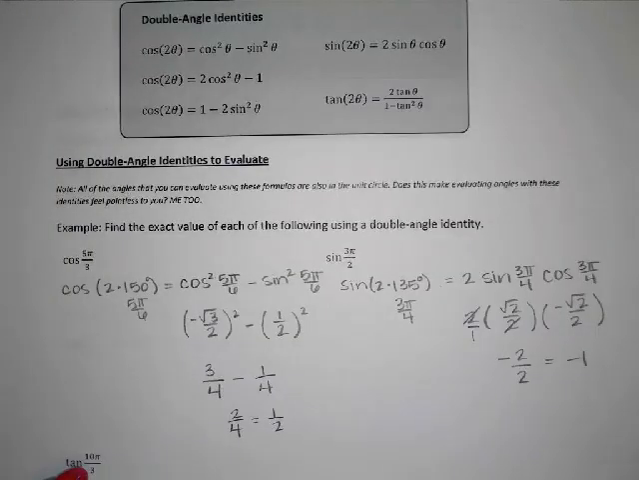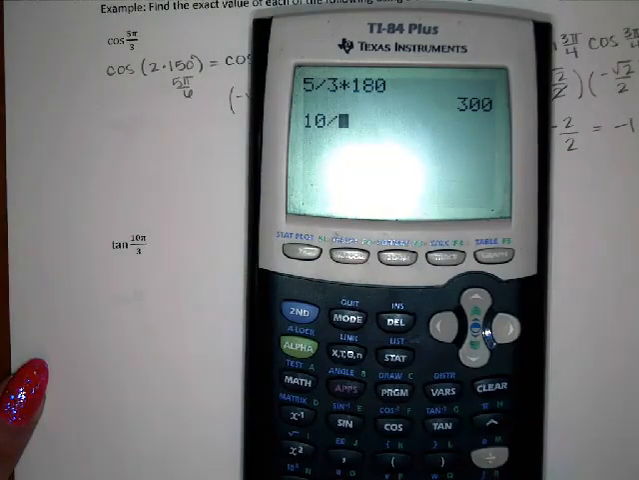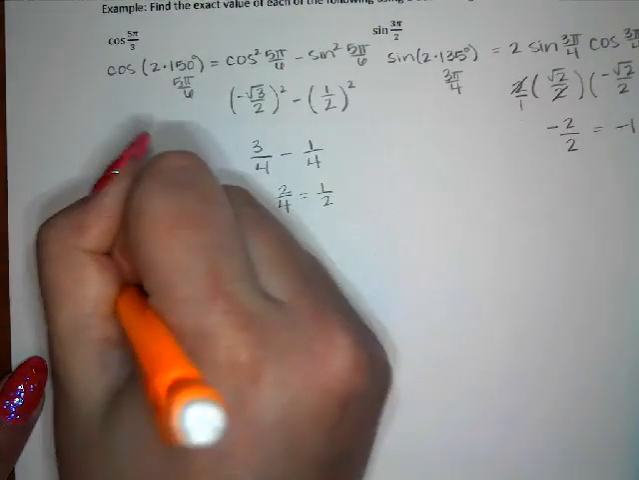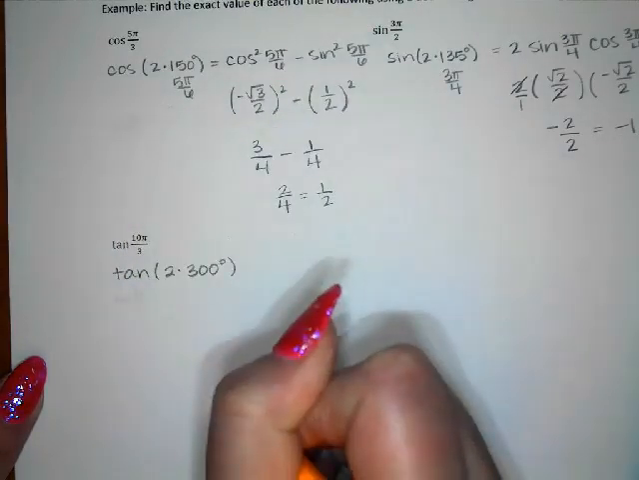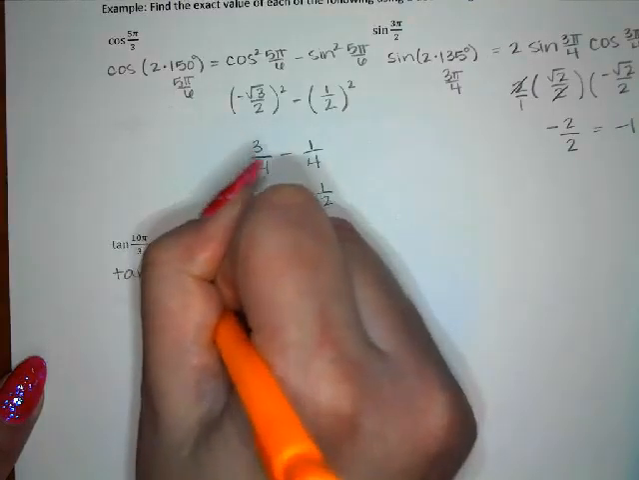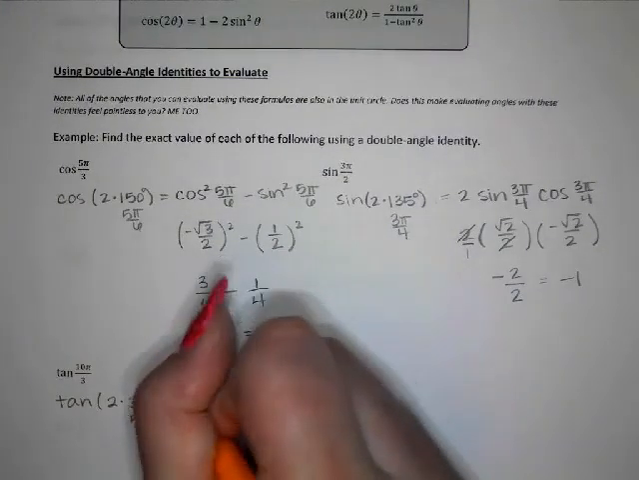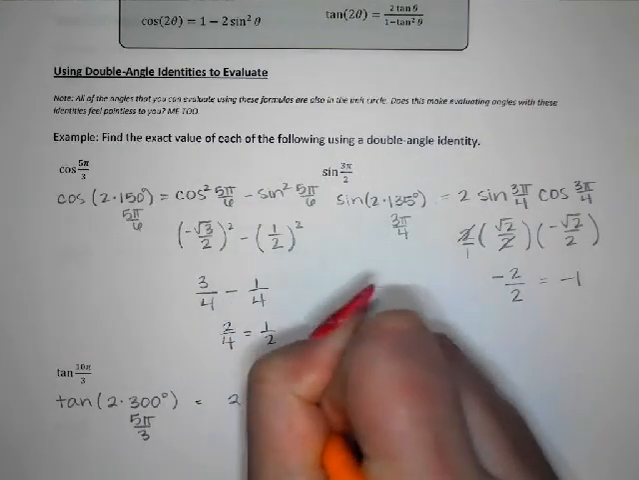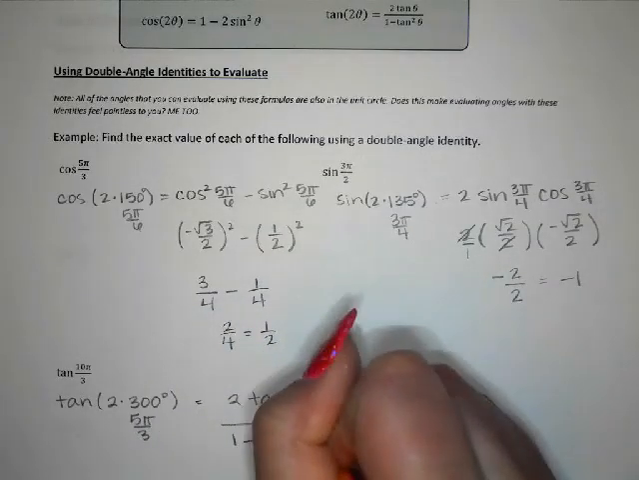So perfect. Okay, and then last, 10 pi thirds, this is bigger than the unit circle, 600. So I'm going to do tan of 2 times 300, and 300 is 5 pi thirds. Okay, and so now I'm going to plug this into the formula. There we go. So that is 2 times tan of 5 pi thirds divided by 1 minus tan squared of 5 pi thirds.